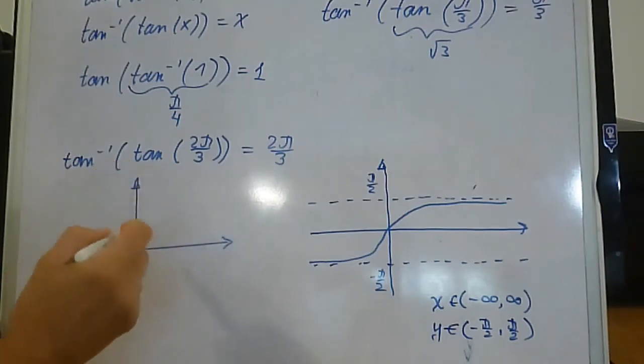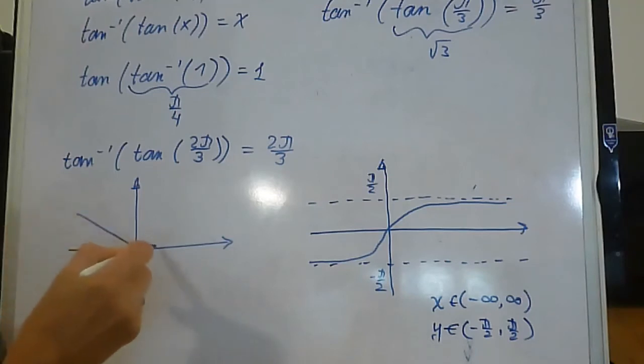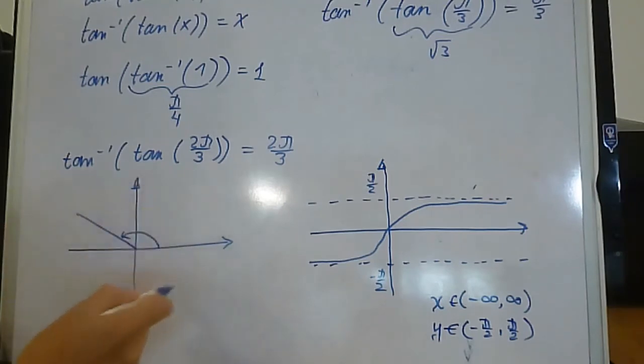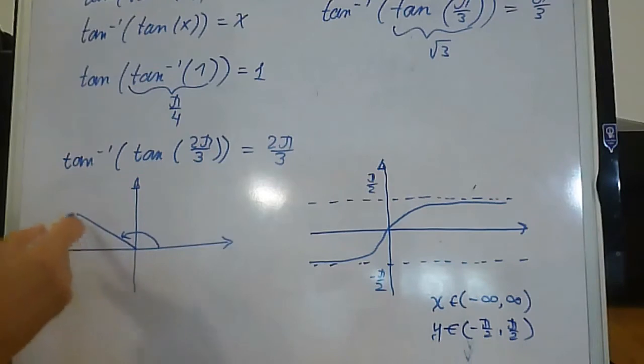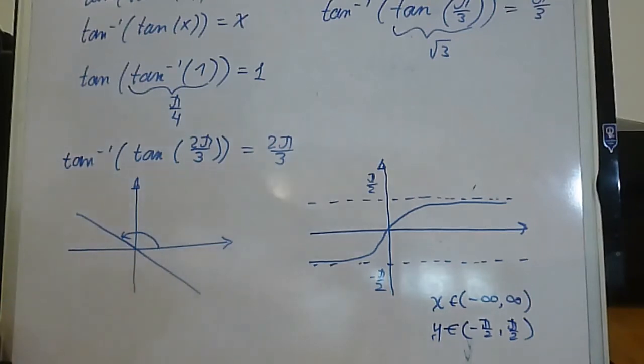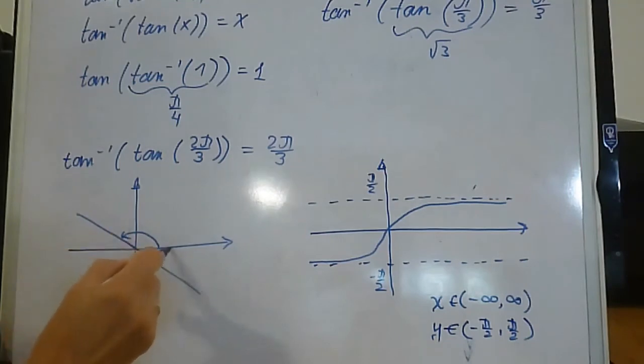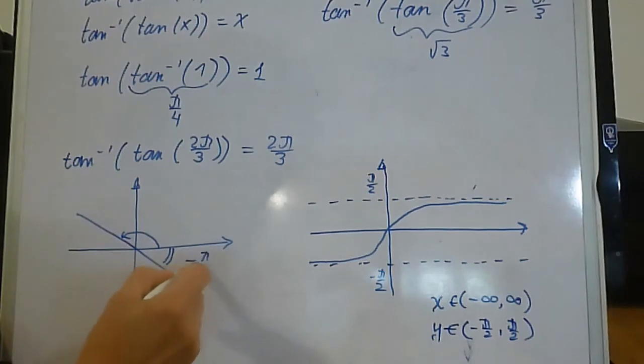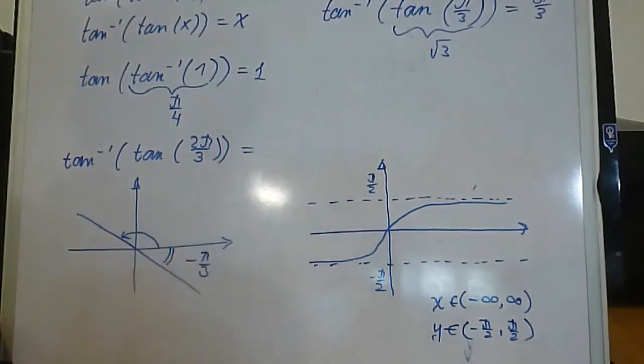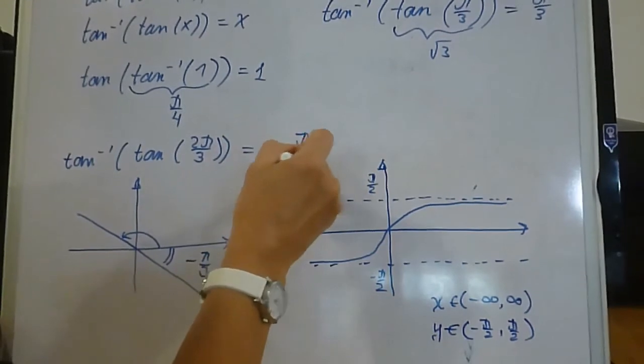So what is 2 pi over 3? 2 pi over 3 is the angle over here. And, well, we can be only over here, so we need to figure out what kind of angle we are going to have. For tangent, we are going to continue this line here and see what is going to be the angle which corresponds to this one over here. And that's going to be the angle minus pi over 3. So I'm going to have minus pi over 3 over here.